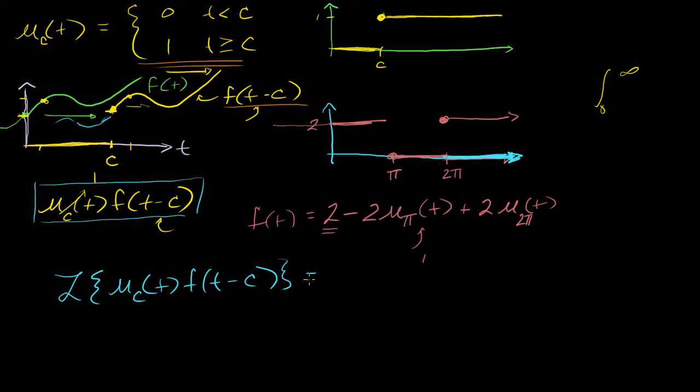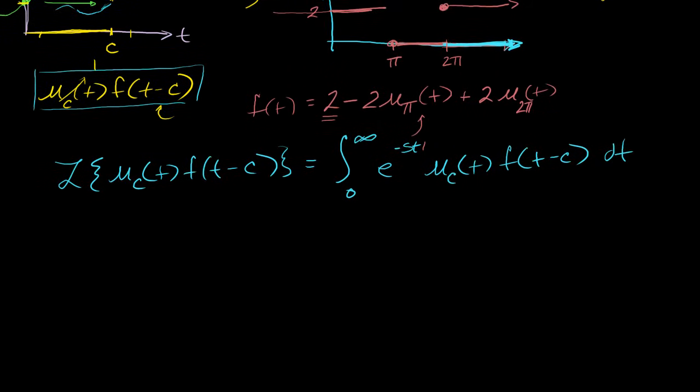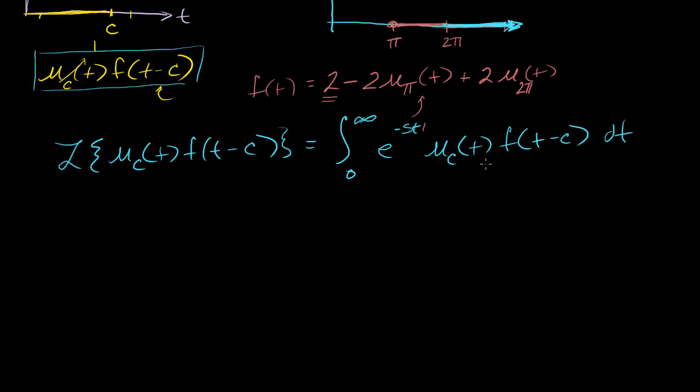Well, the Laplace transform of anything, by our definition so far, is the integral from 0 to infinity of e to the minus st times our function. So our function in this case is the unit step function, u sub c of t, times f of t minus c, dt. And it seems very general. It seems very hard to evaluate this integral at first. But maybe we can make some form of a substitution to get it into a term that we can appreciate.